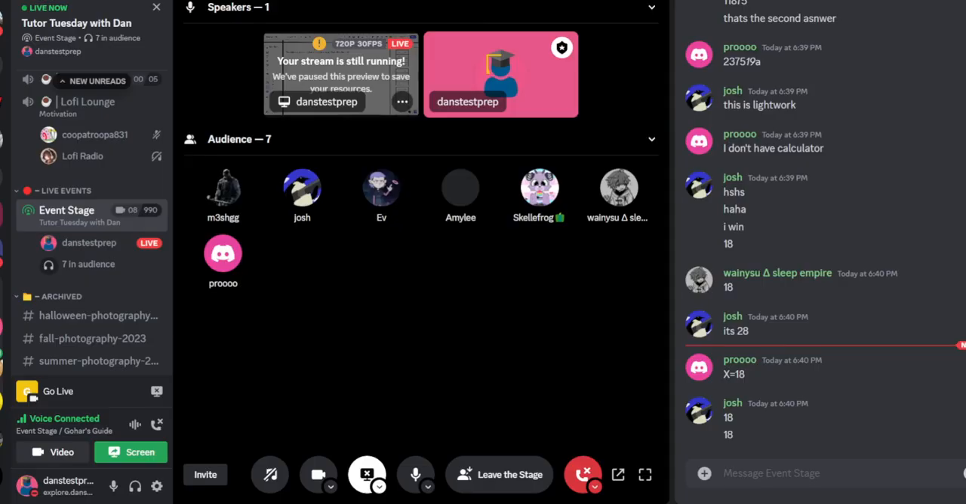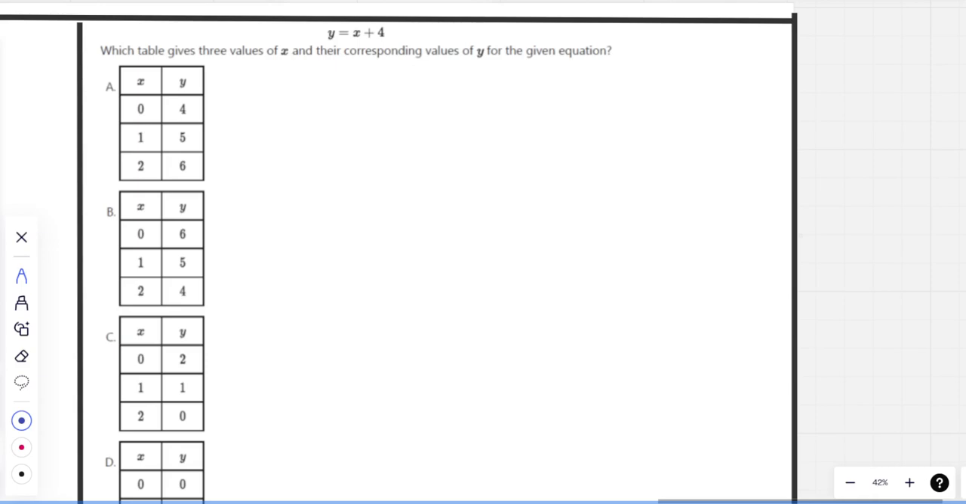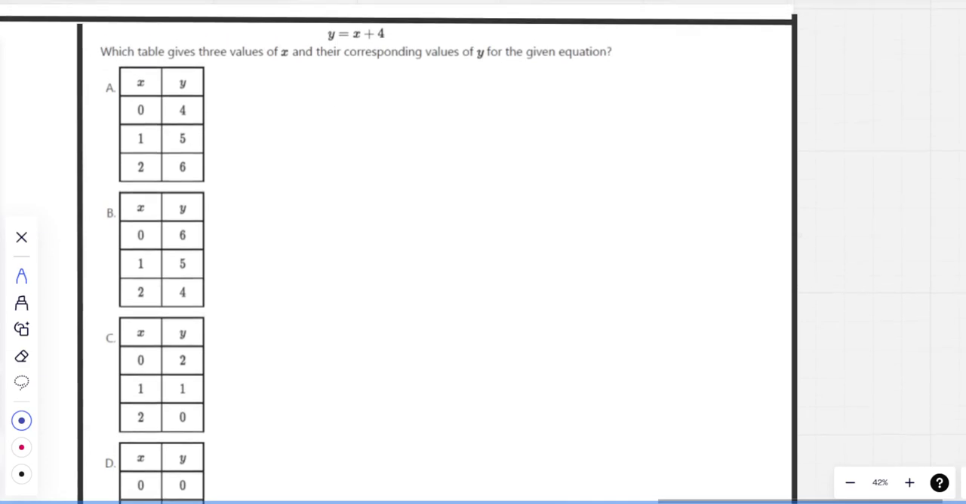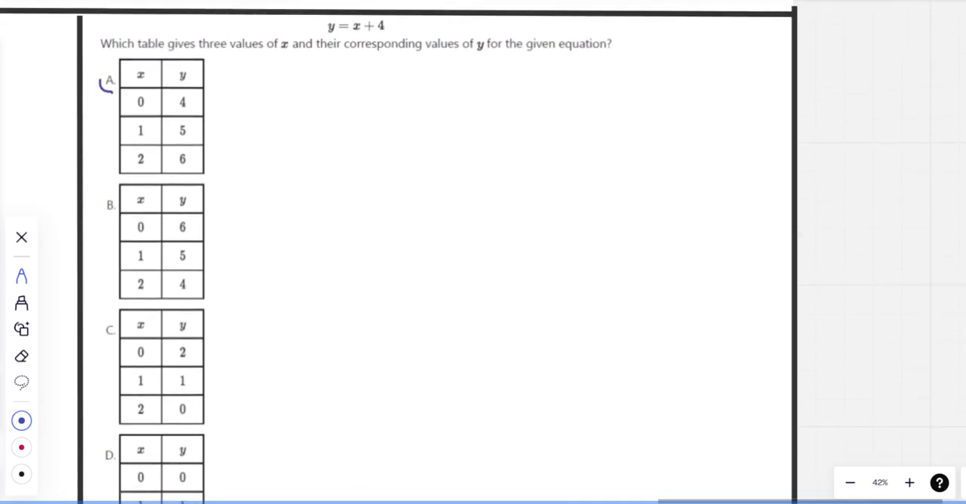Let me check. A. Yeah, A is correct. We want something that has a y-intercept at 4. So when x equals 0, y has to equal 4. And if we just go off that criteria, we can actually eliminate all of the answer choices. But just to make sure, we would want to check that the slope matches up with the slope of 1. And definitely we see for every increase in x, we go up in y by 1 as well.